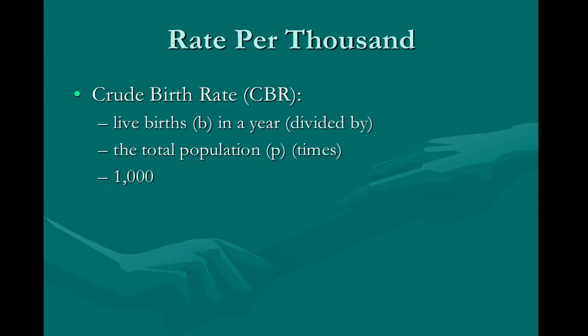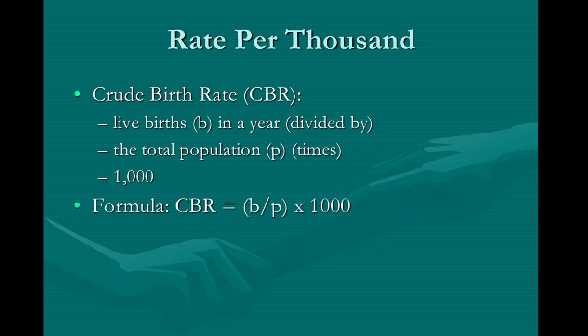So this is how you figure out the CBR. And the CDR as well, but let's take CBR for an example. You take the number of live births in a year. So this is the number of babies who are born in any given year. We're going to call that number B. We are going to divide it by the total population. So B divided by P. So you take the total number of births over the total number of people, and then you multiply it by 1,000. So again, here's a formula.